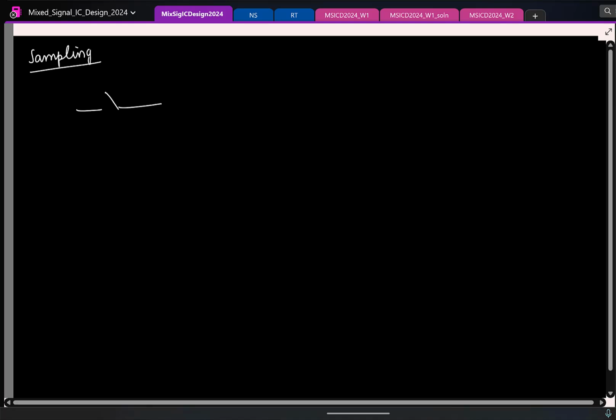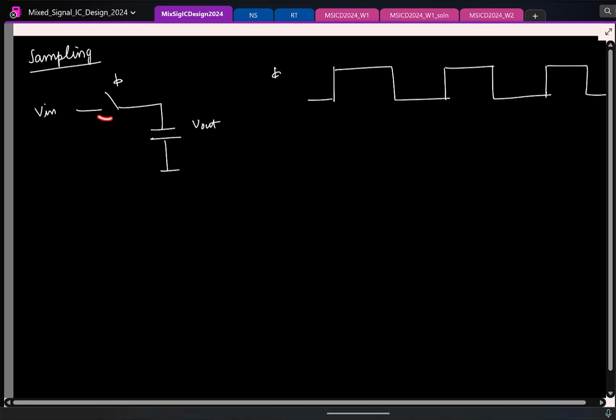This is my Vin, and I have to store the sampled voltage. What do I use? A capacitor like this. This is Vout, and the control for the switch is like this. We'll call it phi. So phi does this. We'll assume that this is an ideal switch, which means when the switch is closed, it is a perfect short. When the switch is open, it is a perfect open.